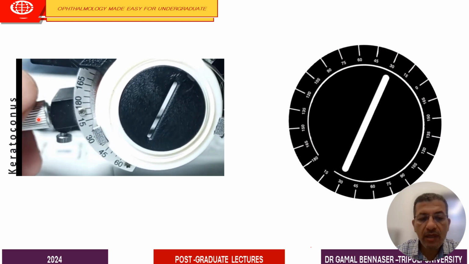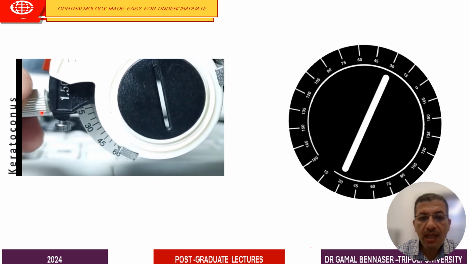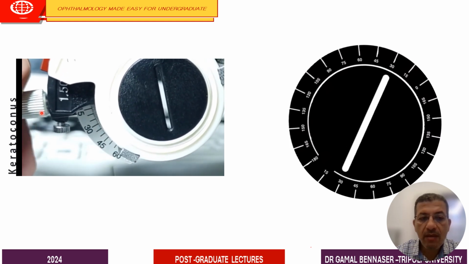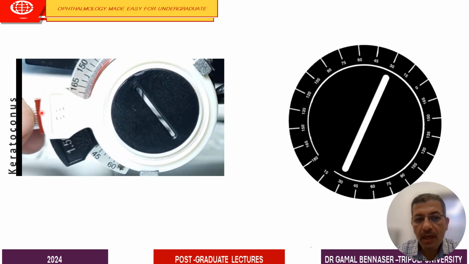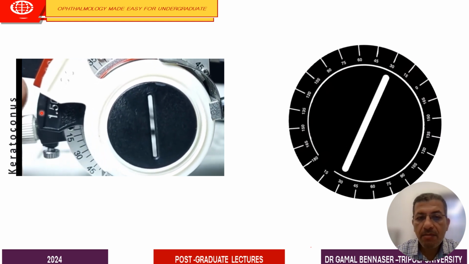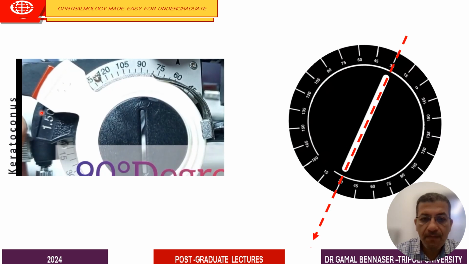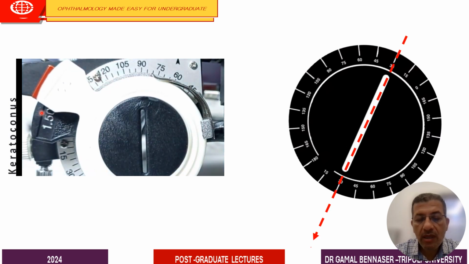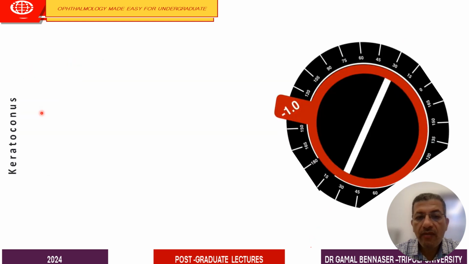This maneuver is done by you or by the patient himself to determine the best meridian that he can see with minimum glare and disturbance in the image, so that is the best meridian he will stop at. Now we come to the stage where we determine this meridian. Then we come to the stage of verification of the power.